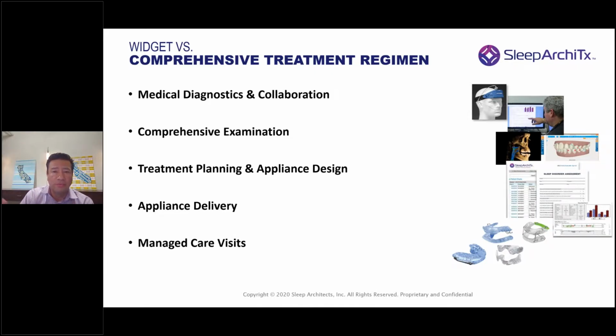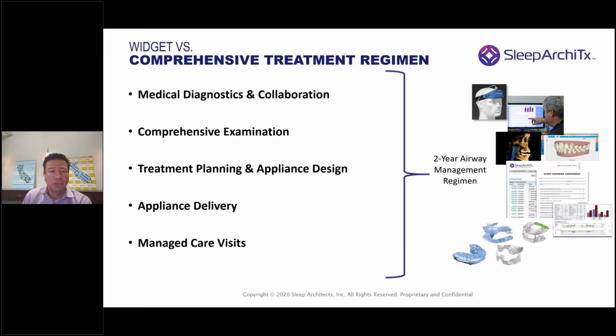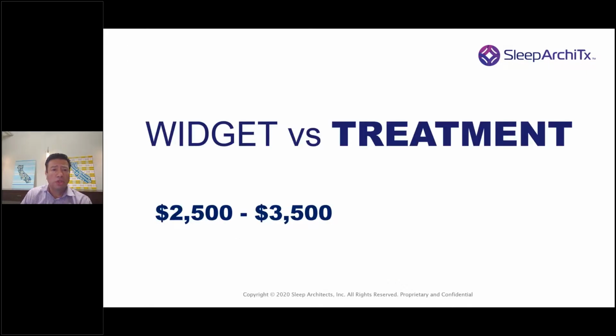It's not just delivering a widget into the patient's mouth, and that patient is going to be managed for about 2 years at the very minimum. So when you look at that, the widget model in America today is averaging anywhere between $2,500 to $3,500. The treatment model is anywhere between $5,000 to $8,000, depending on where you are in the U.S.